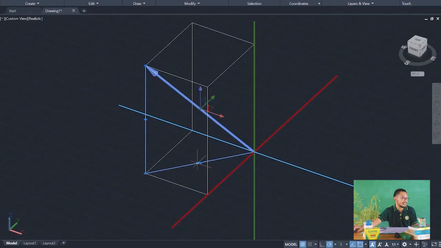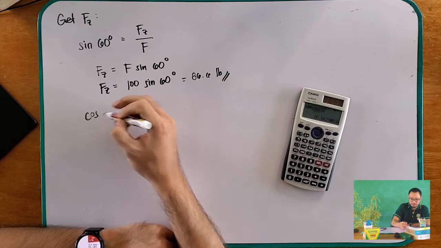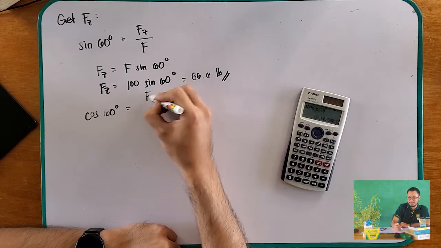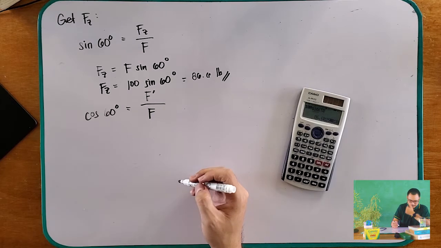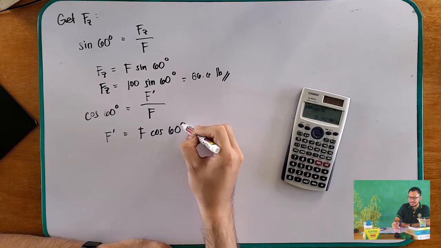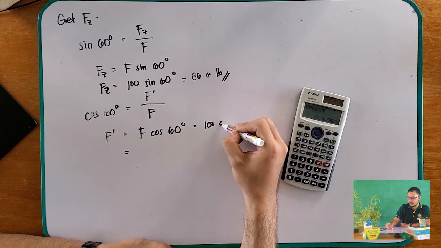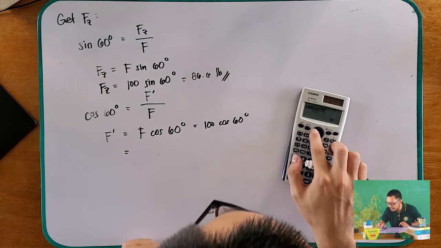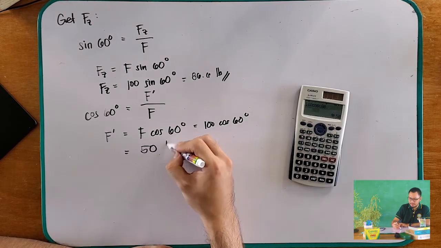And as I said earlier, we cannot get x or y right away, so we have to first get your F prime. Look at that triangle, and as you can see, you have this F prime. This is adjacent to your angle of 60 degrees, and this is your hypotenuse. So, cosine of 60 degrees is equal to F prime over F, which means F prime is equal to F cosine 60 degrees, or 100 cosine 60 degrees. So how much is that? That is equal to 50 pounds. Okay? So we have gotten FZ and F prime.